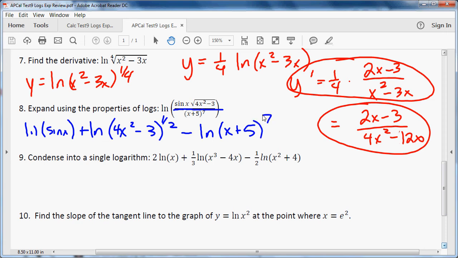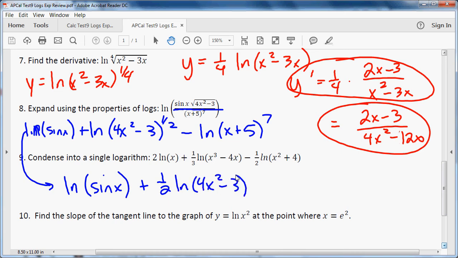Then for our final step, we're going to move the exponents out front. So the first term doesn't change. The middle term, we put a 1/2 out front. And the last term, we move the 7 out front. So that is the answer to number 8.